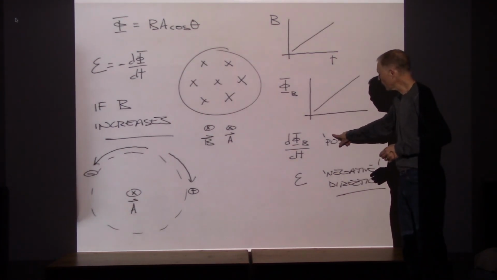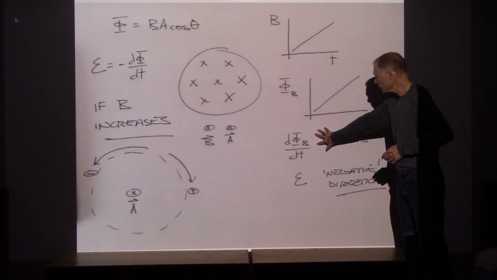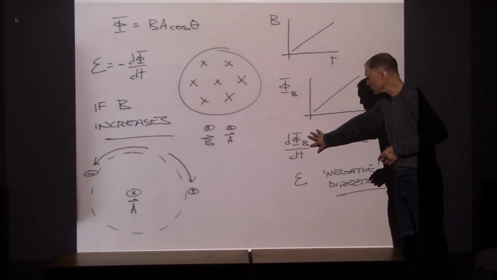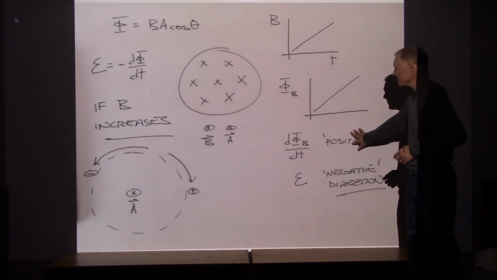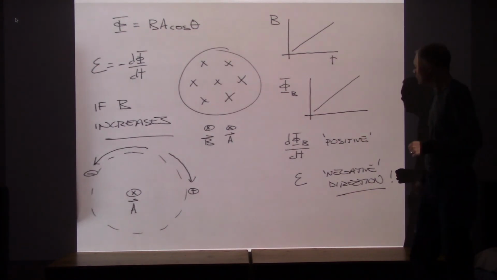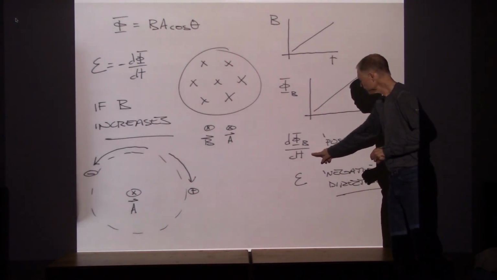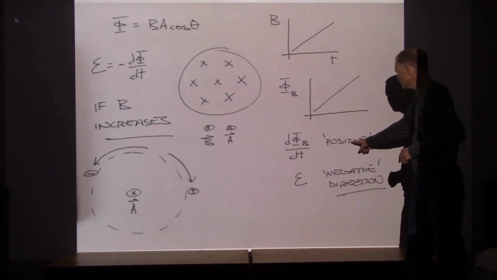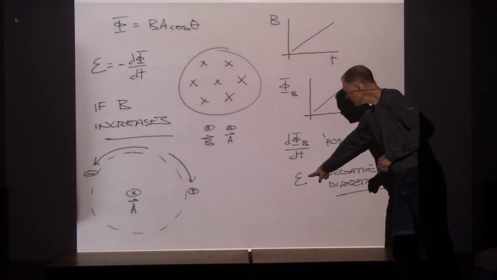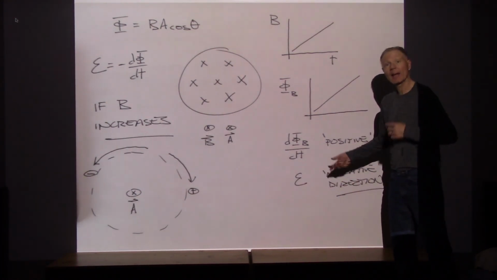So if the flux is increasing, or let's say this, if the slope on the flux is positive, that's the right way to say it. If the slope on the flux is positive, then the EMF will be in the negative direction, and vice versa.